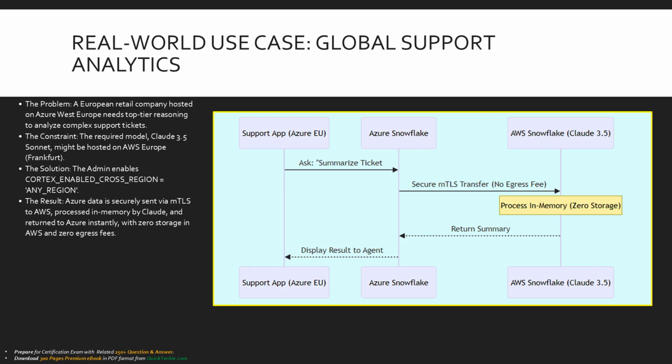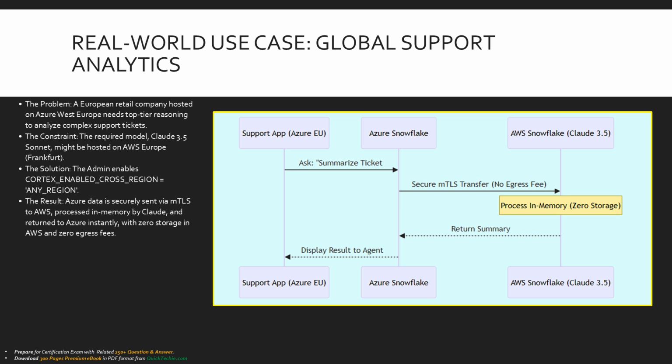Let's cement this with a highly important real-world use case. Imagine a major European retail company whose entire data cloud is hosted on Azure in the West Europe region. Their customer success team needs to deploy an advanced RAG chatbot that requires the complex reasoning capabilities of Anthropic's Claude 3.5 Sonnet to accurately resolve difficult support tickets. However, let's assume that specific model is hosted in the AWS Frankfurt region.